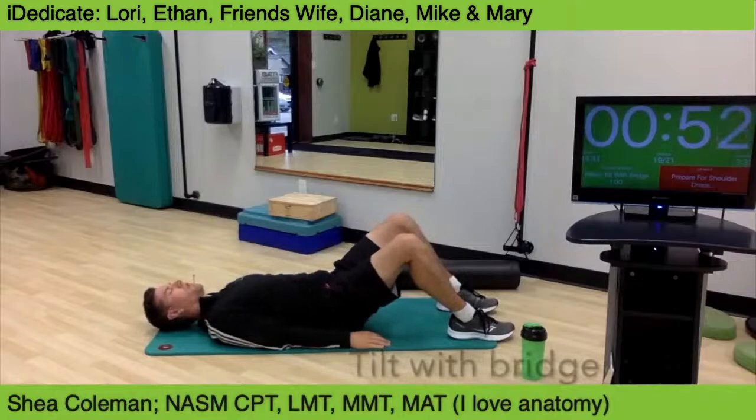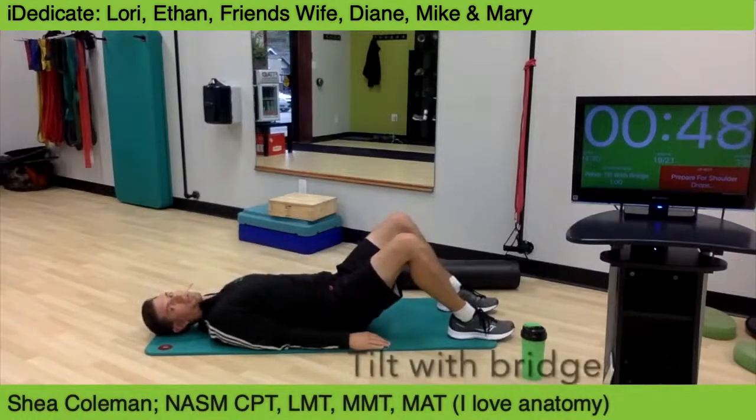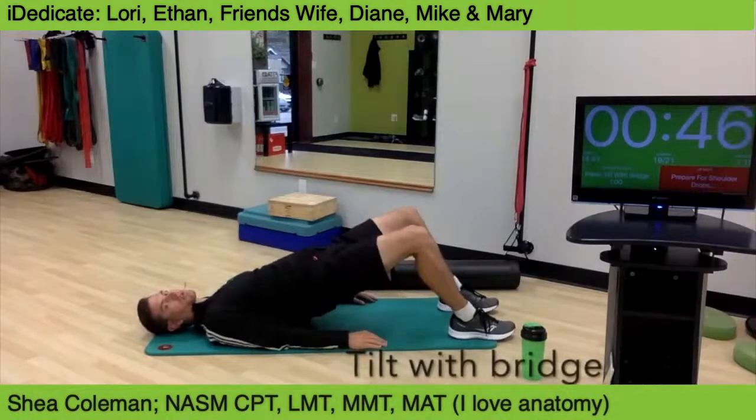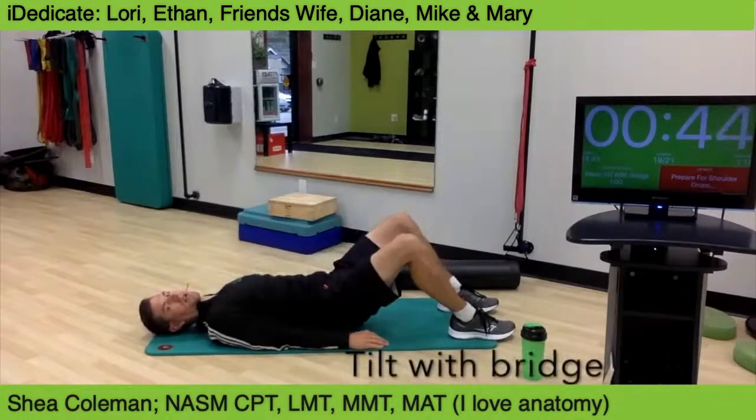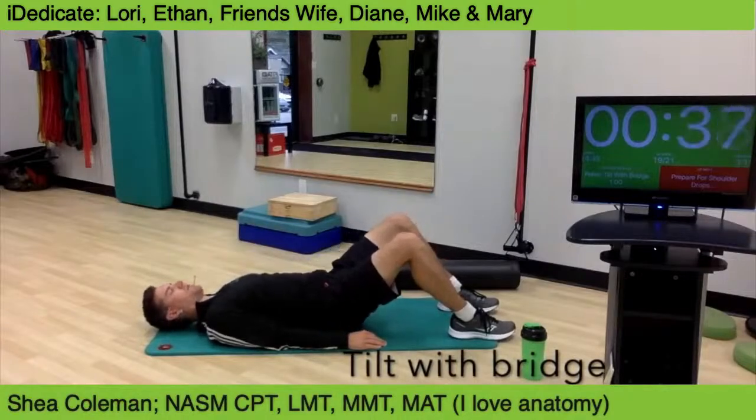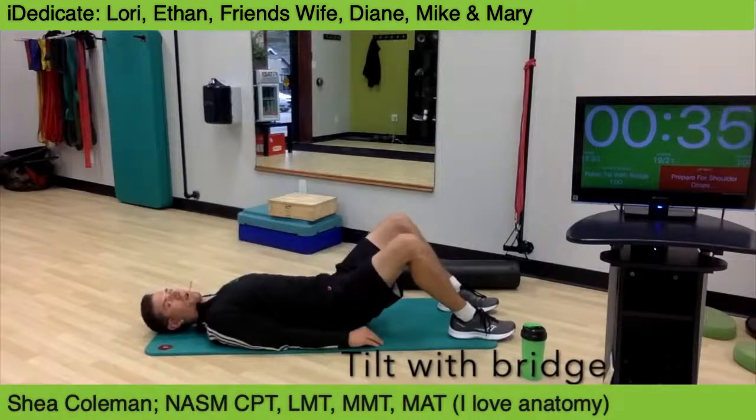Good, tight core compression. You're thinking lift through the butt cheeks, right? We're not shoving the shoulders down. We're actually lifting and extending the hips. Okay, when you return to the ground, low back, ribs, and hips should all touch at the same time. Make sure you follow through with that.